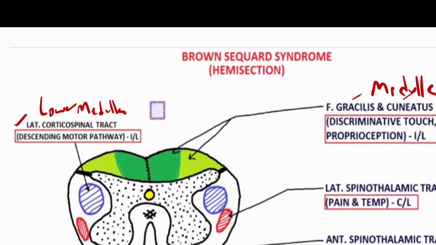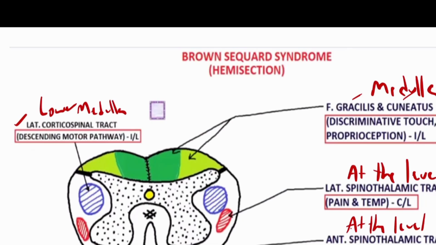Where does this cross over? At the level of the spinal cord, higher up the spinal cord, or in the medulla? At the level. And the last one, anterior spinothalamic tract, light touch and pressure. Where does this one cross over? At the level again. Okay. Any questions so far?